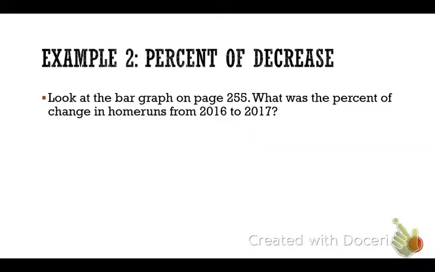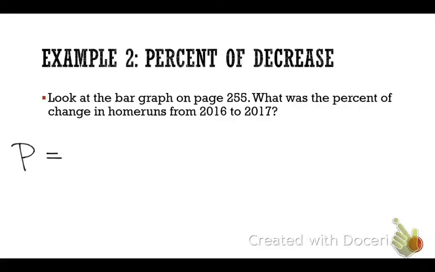I need you to turn in your books to page 255. Turn in your books, please, to page 255. All right, on the chart on page 255, it gives us a percent of home runs, basically, or how many, should I say, how many home runs for each year in 2014, 15, 16, and 17. So the problem asks us, what was the percent of change in home runs from 2016 to 2017?